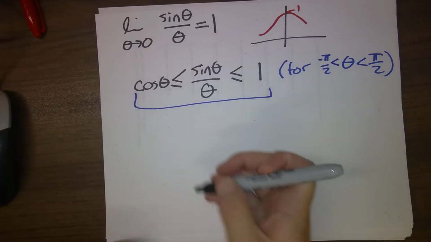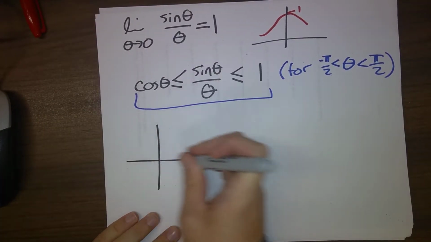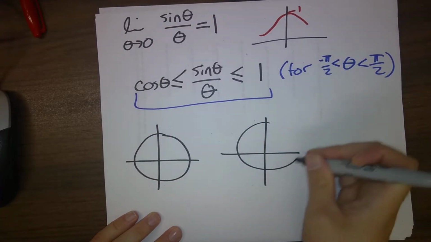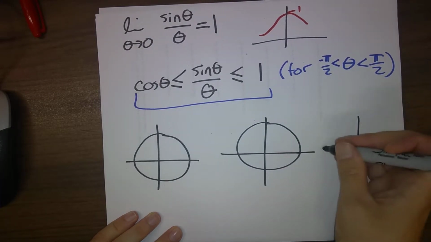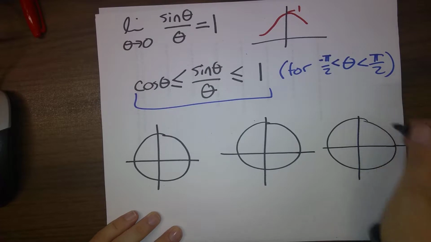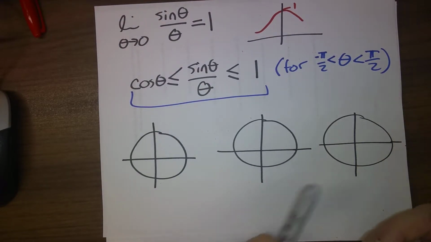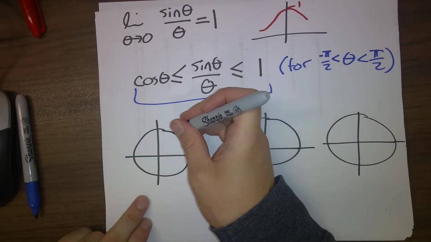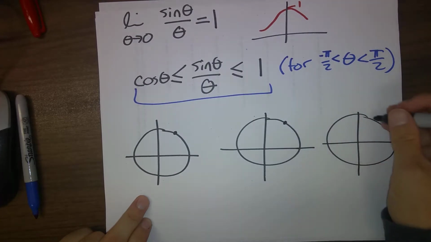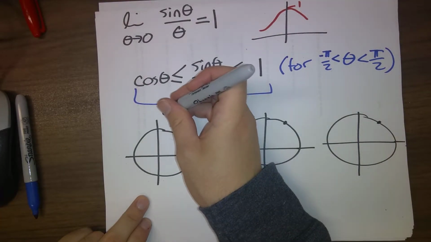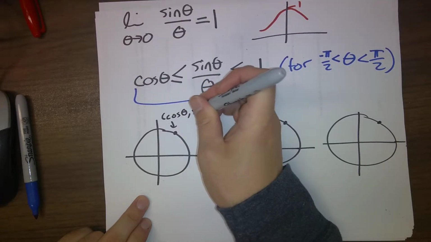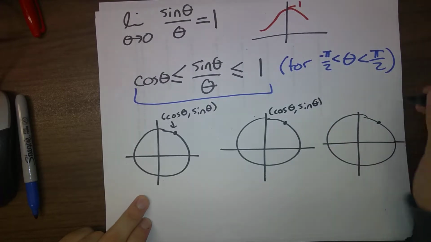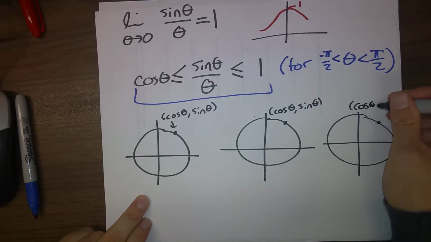So in order to come up with this set of inequalities, I'm going to draw the following set of pictures. There are 3 pictures to draw, and each one of them is going to start off with me drawing a unit circle. These are all unit circles. And in each one of these 3 pictures, I'm going to shade in a different area. I'm going to draw the same point on each circle, where this point has coordinates cosine theta, sine theta.